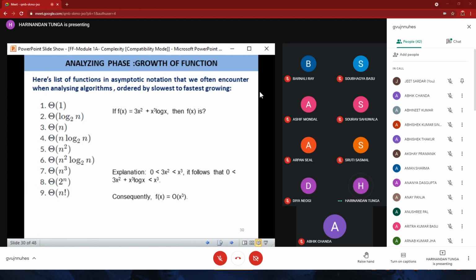Suppose one example is there in this slide. If f(x) is equal to 3x square plus x cube into log x, then what is the expression of f(x)? Now say the given f(x) is theta of n cube. Sir, theta of n cube.